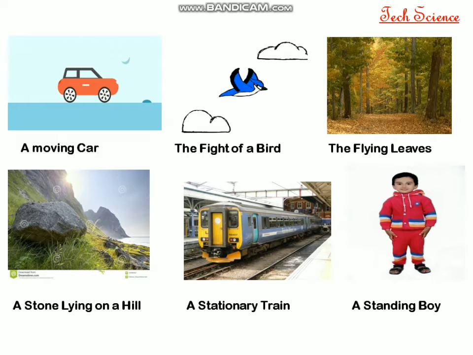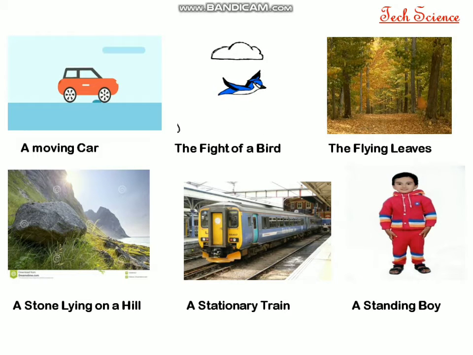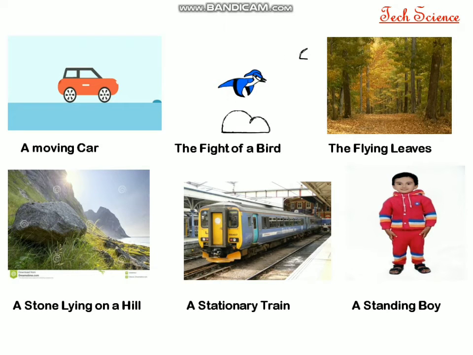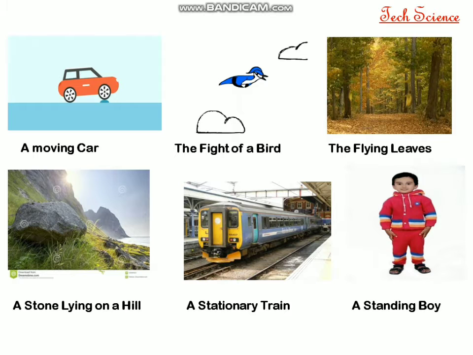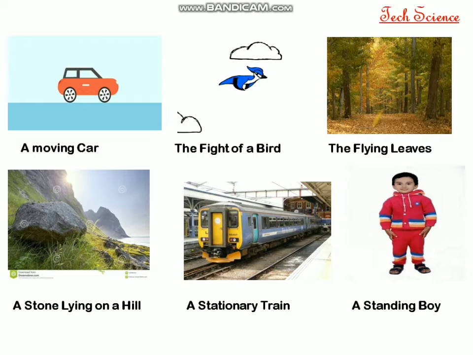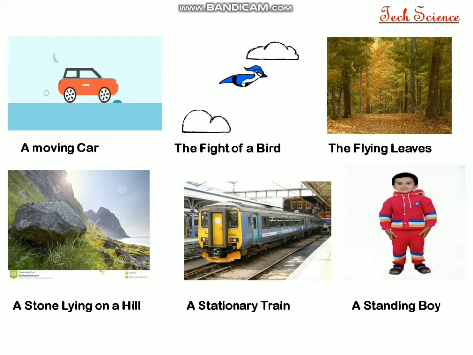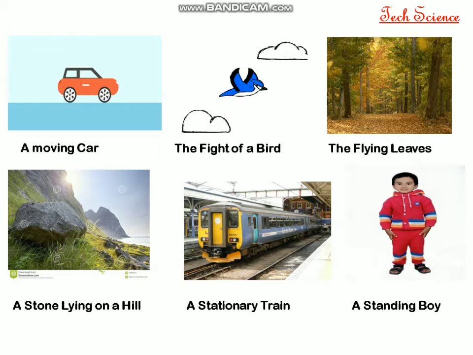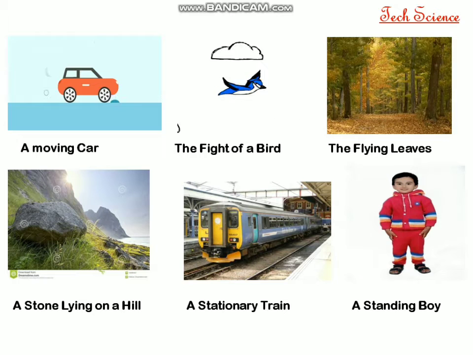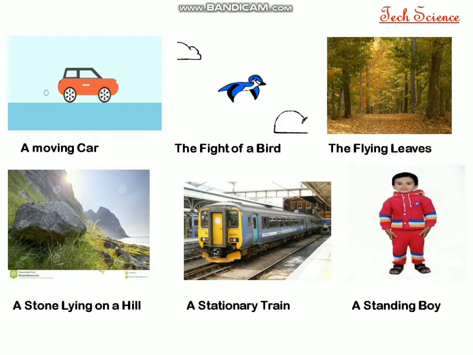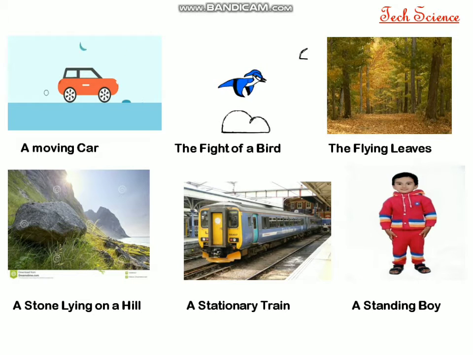On the contrary, if you observe the next 3 examples: a stone which is lying on a hill; second, a train inside the station which is at a stationary position; and third, a standing boy. If you observe these 3 objects, what did you find? These objects right now are not changing their position with respect to surrounding. Which means that out of these 6 examples, some of the examples support the object's motion, and some of the examples support the position we call rest.